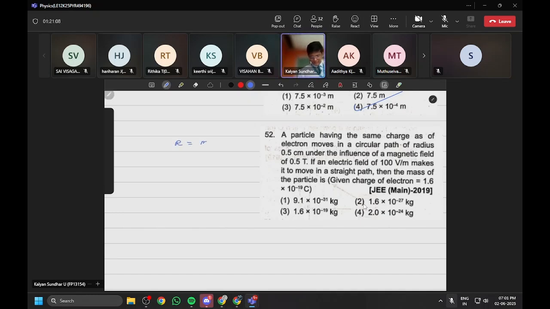R is equal to mv by qB. So m will be equal to qBR divided by v. Correct? So, charge, have they given? Particle having the same charge as an electron. Charge of an electron is given. Magnetic field they have given. Radius is given. Now velocity you have to find out. How will you find the velocity?